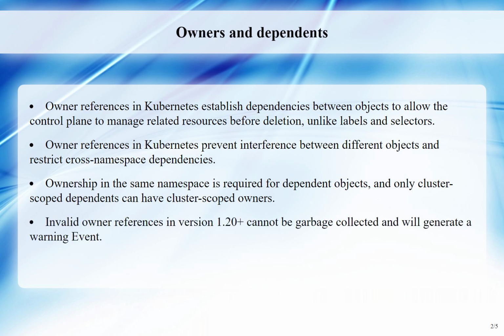In version 1.20+, if a cluster-scoped dependent references a namespaced kind as an owner, it is considered unresolvable and cannot be garbage collected. If an invalid owner reference is detected, a warning event is reported. You can check for this type of event by running a specific kubectl command.